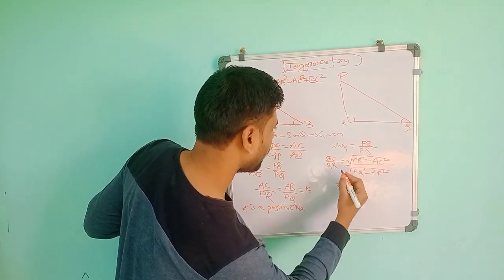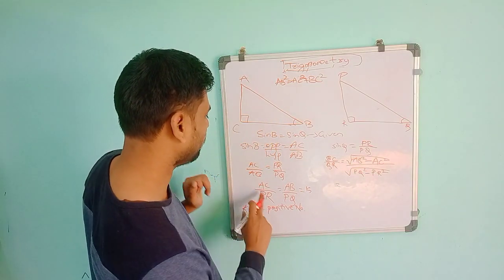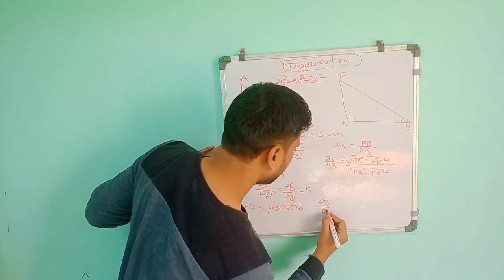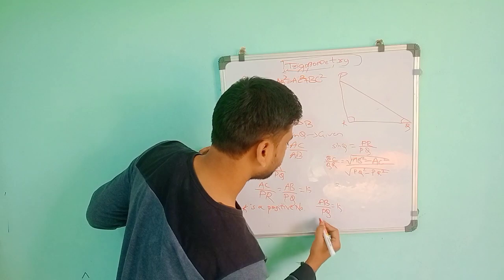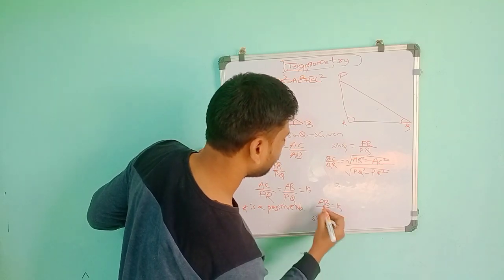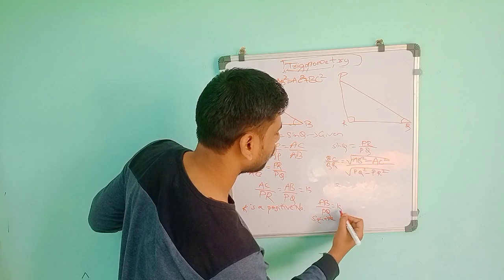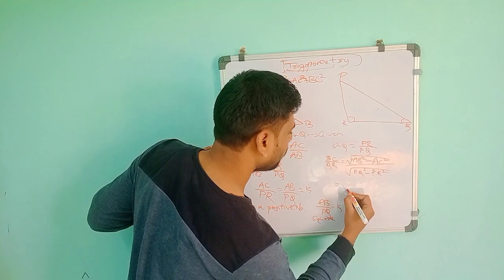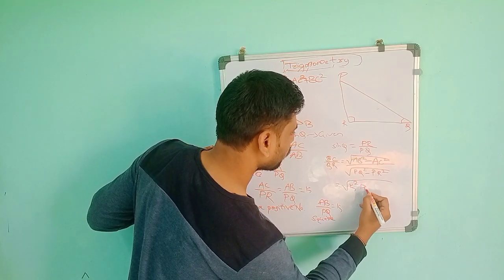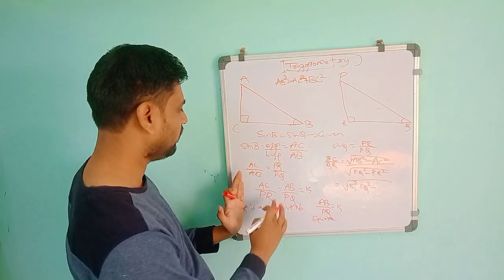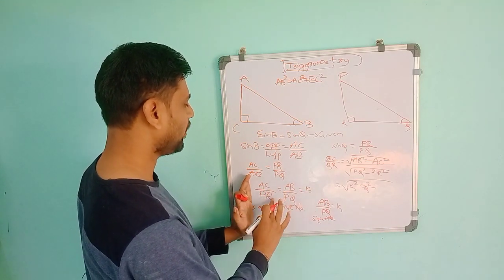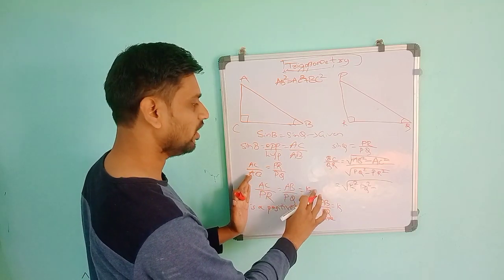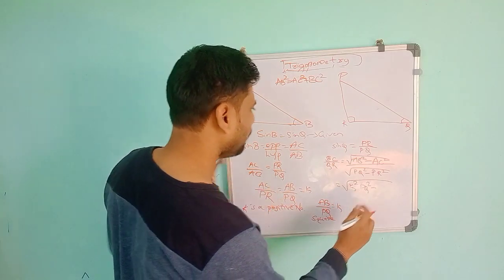If we take AB by PQ is equal to K, then squaring both sides, AB square divided by PQ square equals K square. So AB square becomes K square PQ square. Similarly, AC by PR is equal to K. Squaring this side, AC square divided by PR square equals K square, so AC square is K square PR square.